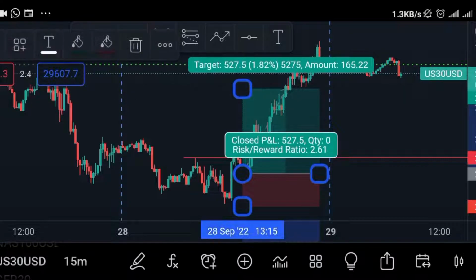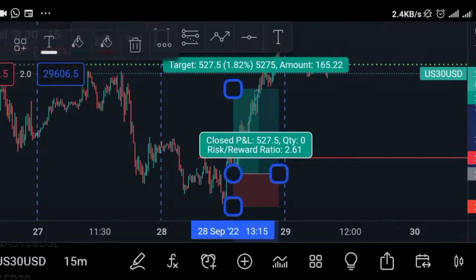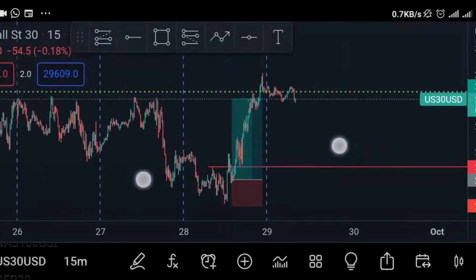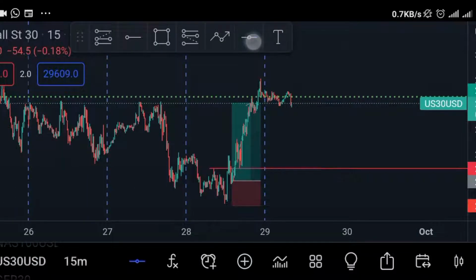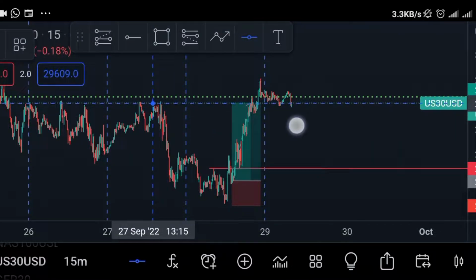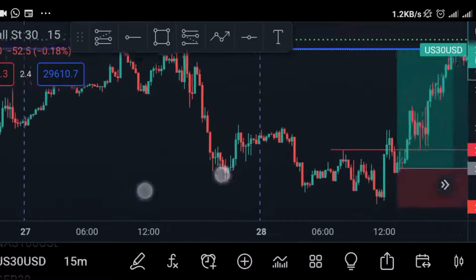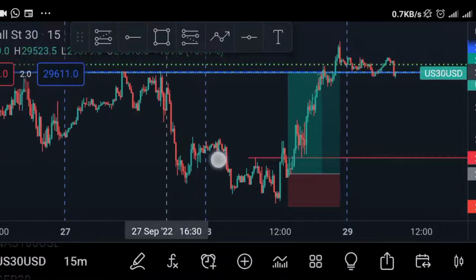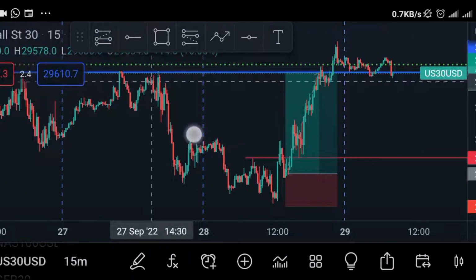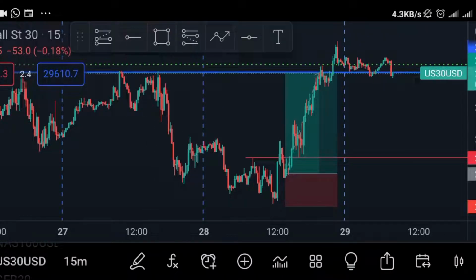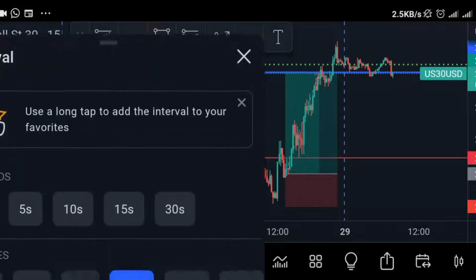We simply target the previous high. So here's our previous high. Let me highlight it for everyone to be able to see it. This is our previous high here, and this was the day before. So yesterday's trade was easy.